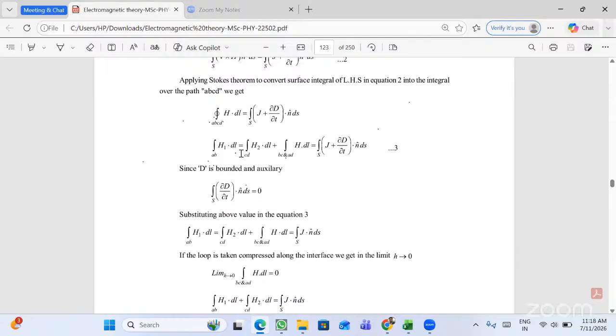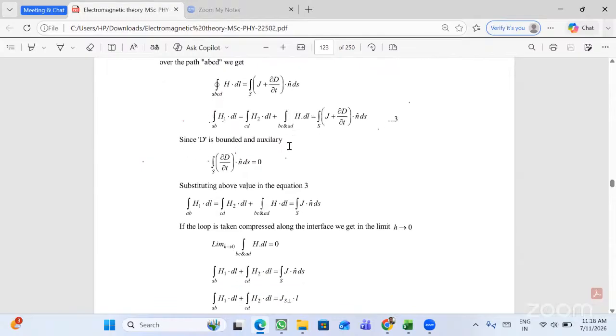And again, we are writing this in detail here for AB, for CD, and combining BC and AD because this is present in both the media. And again, as we know, this value is going to be 0 and this value is going to be 0.